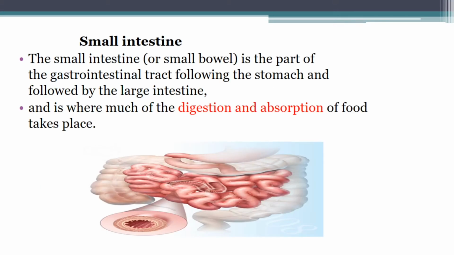The small intestine, or we can say the small bowel, is the part of the GI tract from the stomach to the large intestine. Also, much of the digestion and absorption of food takes place here. The main function of the small intestine is the absorption and digestion of food. Another name of the small intestine is the small bowel. Now we will see the next slide.